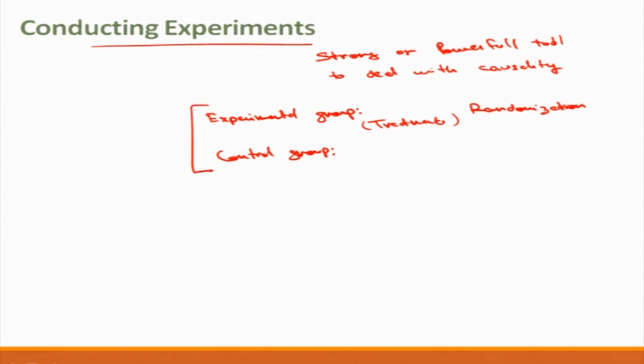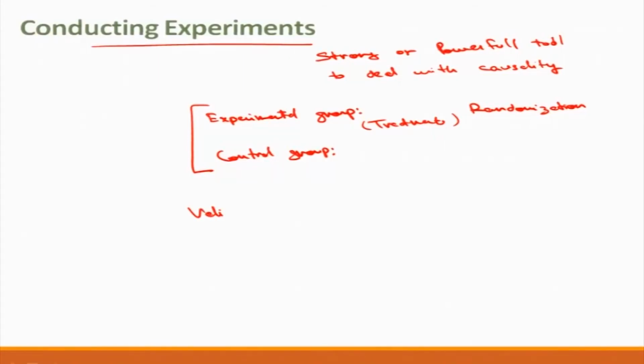While we do the experiments, it is very important to validate what we do. We divide our data into two parts. Suppose we have 100 observations, we first analyze 90 observations or 80 observations and keep the 20 observations for validation. So validation of what we do is very important.